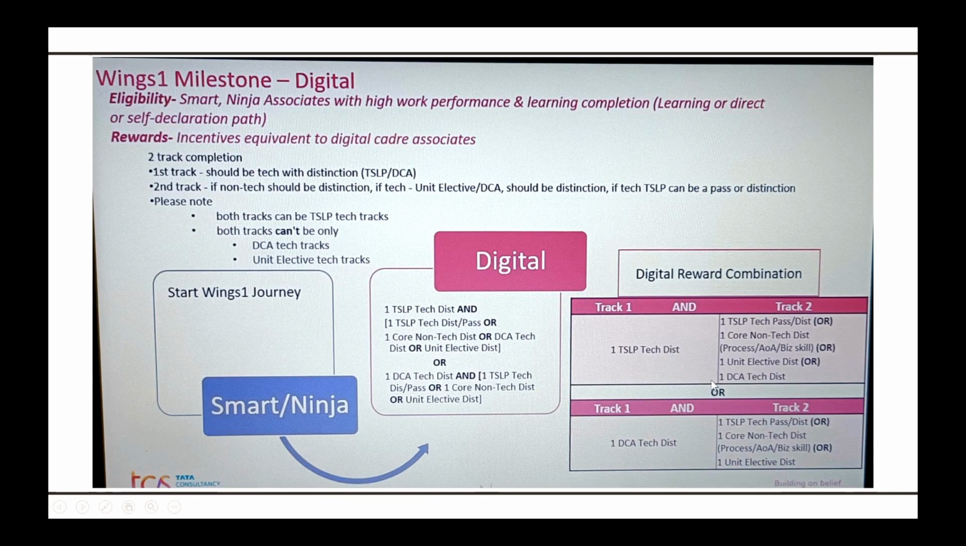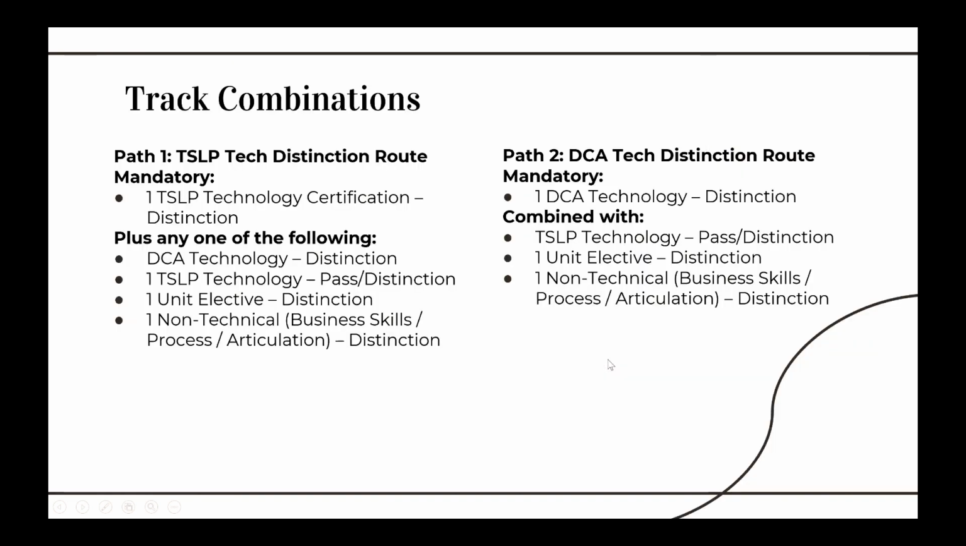If you choose DCA, as I told, DCA has many other technologies. If you choose DCA for track 2, then you need to pass it with distinction. Then this combination will help you to get the digital reward combination. Now, talking about the second option, you can choose one DCA in track 1. In DCA also you need to have distinction, and in track 2 you can have either TSLP, pass or distinction, one core non-tech distinction, and one unit elective distinction. So these are the combinations.